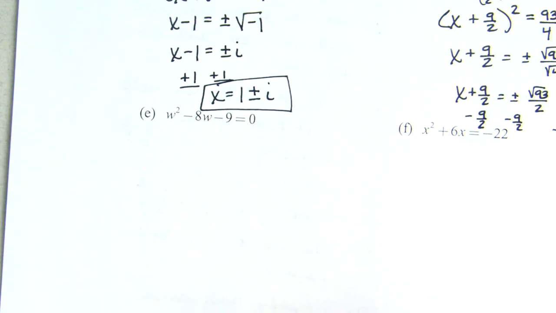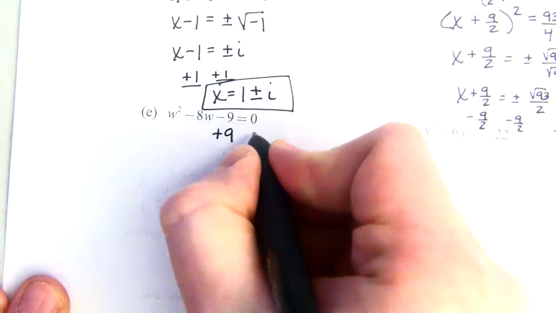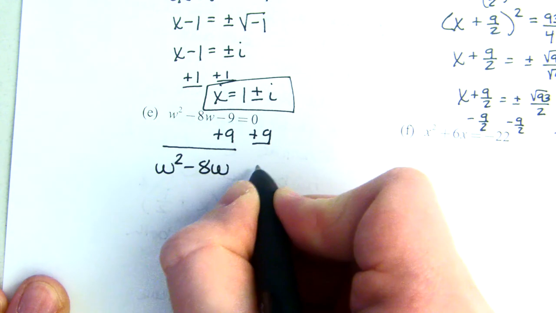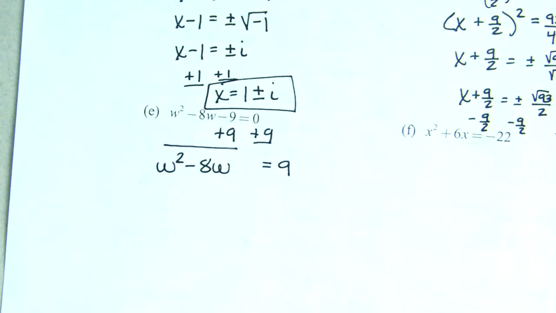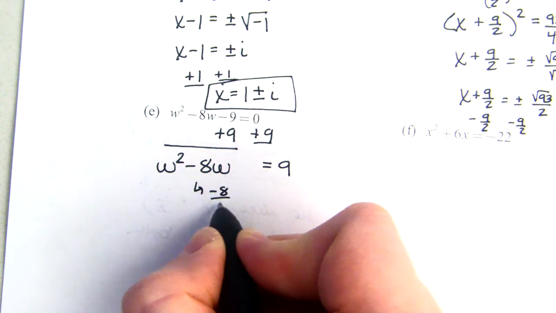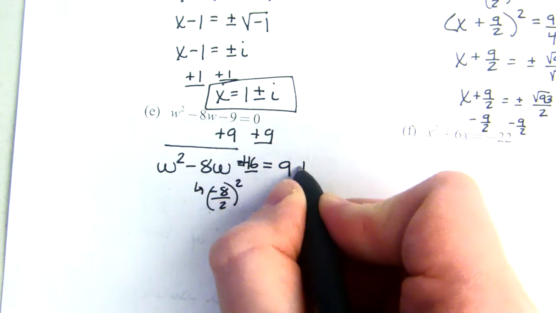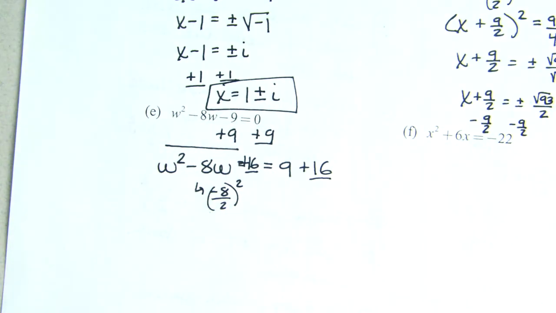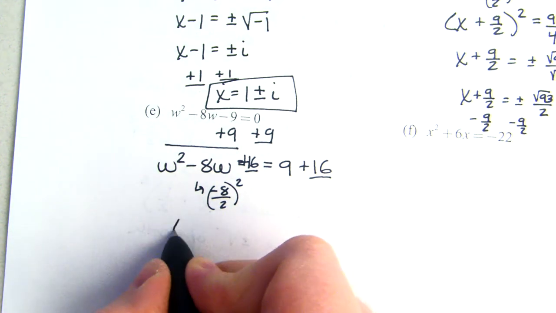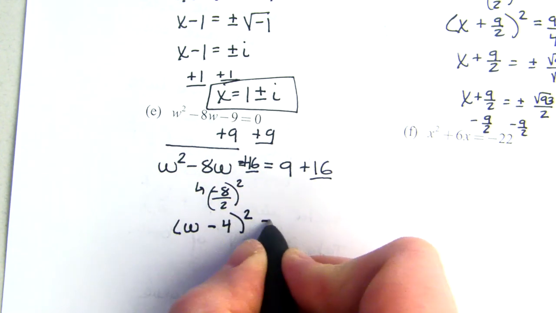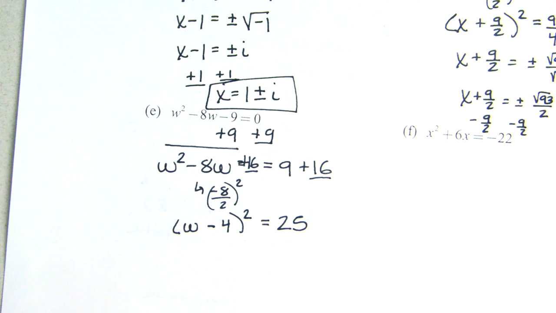Letter E. Get rid of that 9. What are you now going to add to both sides? Half that middle number. Half of negative 8 is negative 4. Squared gives me a 16. I'm going to add a 16 on the left and add a 16 on the right. Factor. You're going to get w. Half that middle number is negative 4, so w minus 4 squared equals 25.